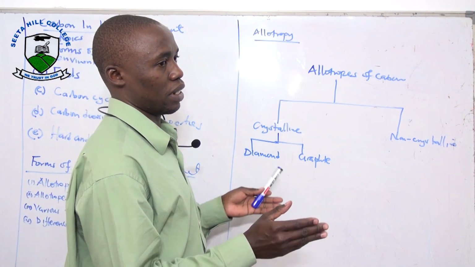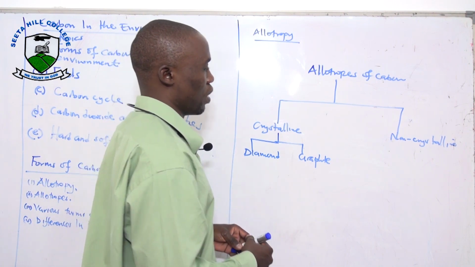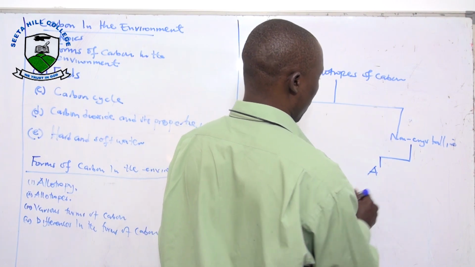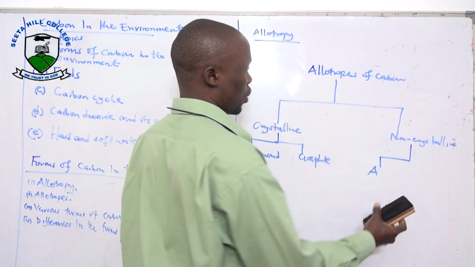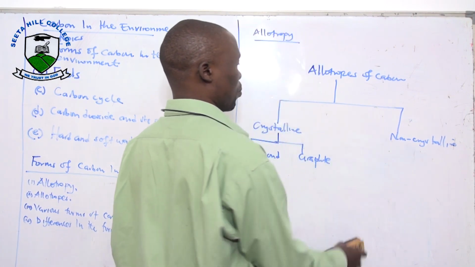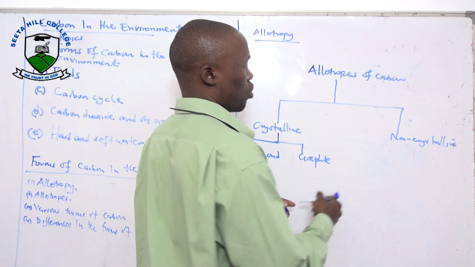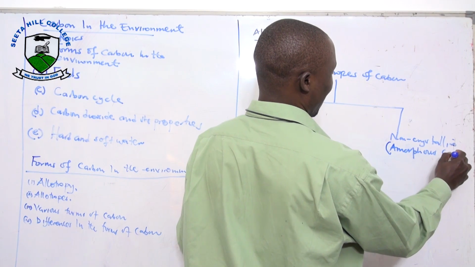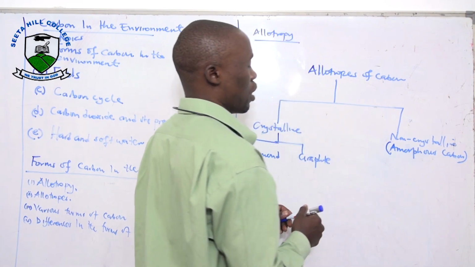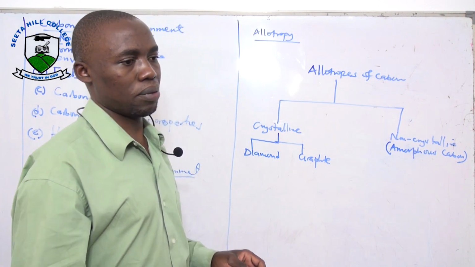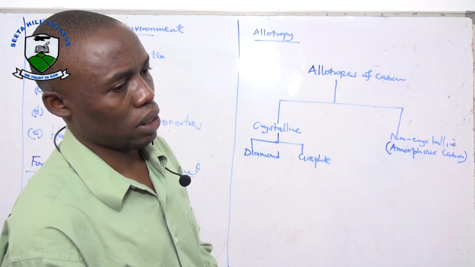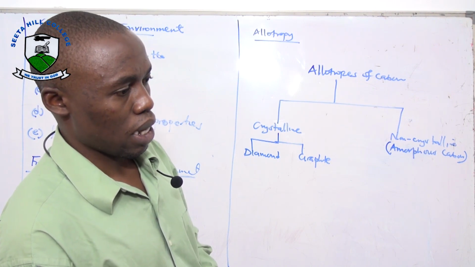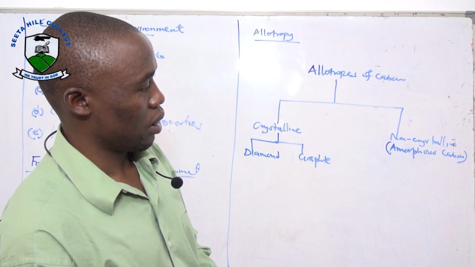It has a definite shape. Even graphite has a definite shape. Now here, we have the non-crystalline form of carbon, which does not have a definite shape and ordered arrangement. The non-crystalline form of carbon is called amorphous. The word amorphous in English, if you Google it, means shapeless.